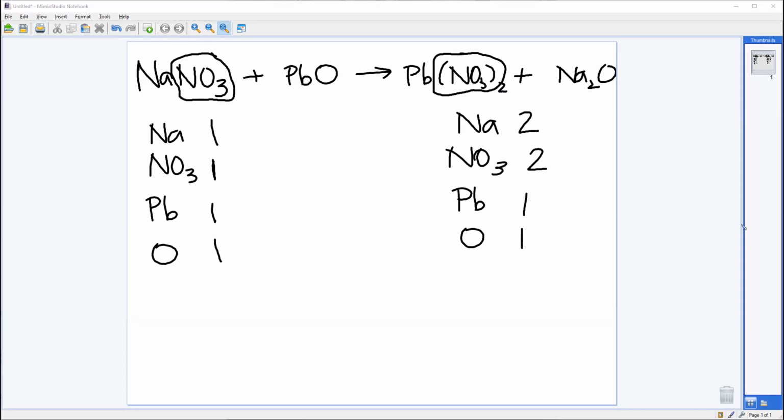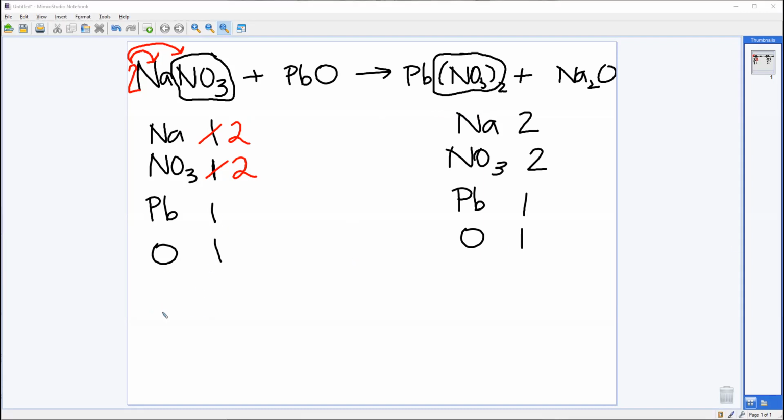So what I'm going to have to do is put a 2 right here, which will now give me 2 sodiums and 2 nitrates, because when I put a coefficient, I have to multiply it by each part of the compound. So now my equation is balanced. Okay. If I don't balance my equation ahead of time, then my answer when I work a stoichiometric problem is going to be incorrect.